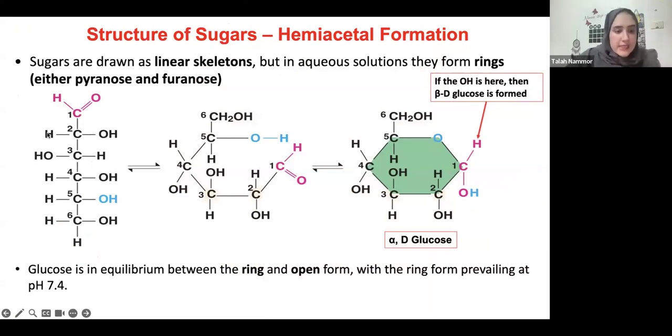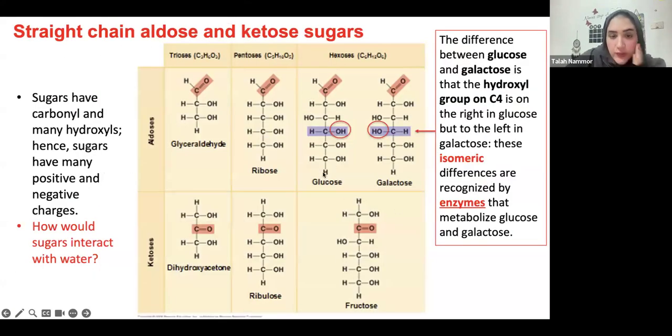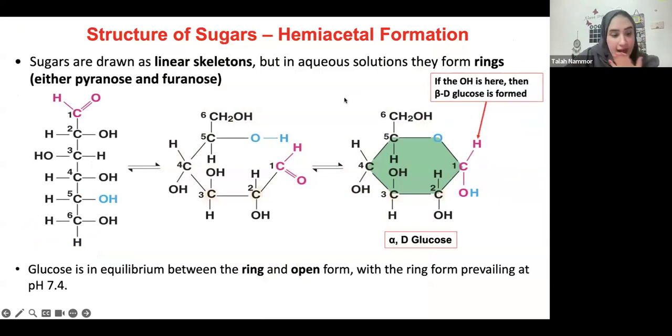So what happens is, when you were back in high school and your chemistry teacher asked you to draw the structure of glucose, we would draw it as a linear structure, all right? Because that's the easiest thing for us. But in reality, in aqueous solutions, they form rings. So this is how they react with water.